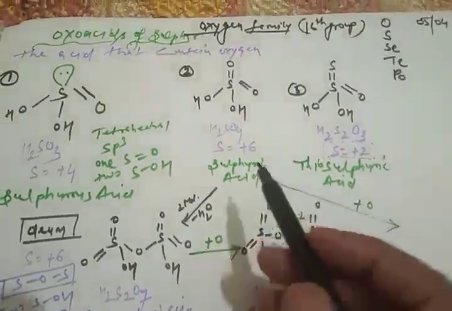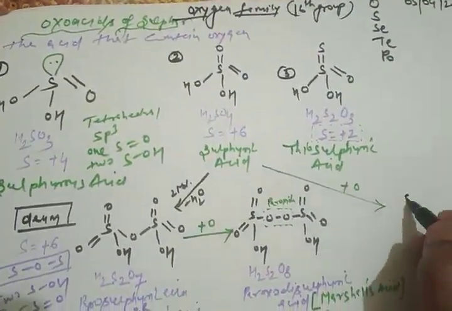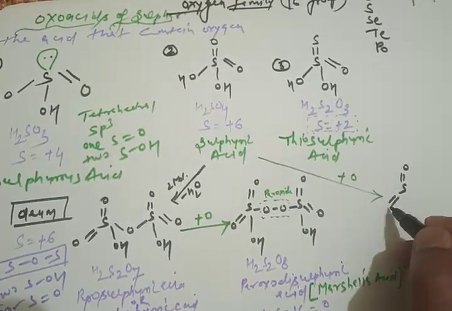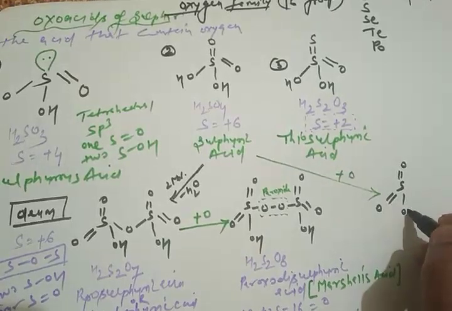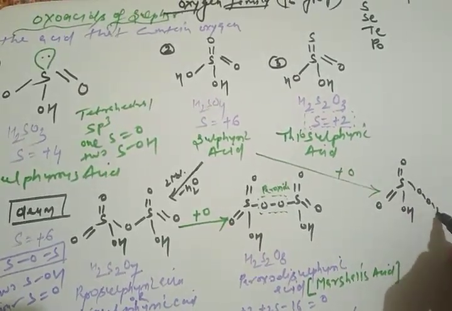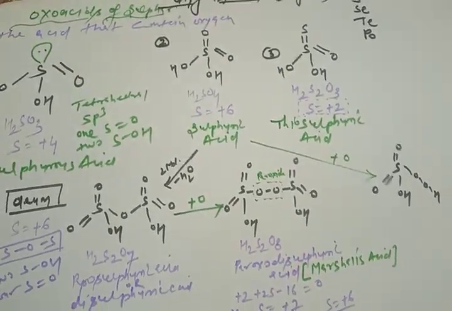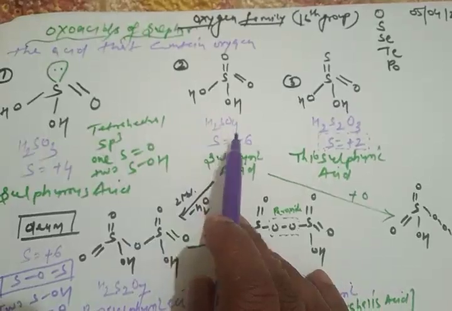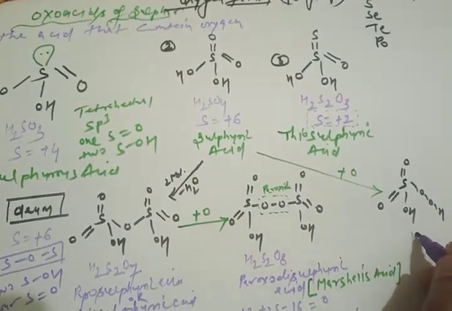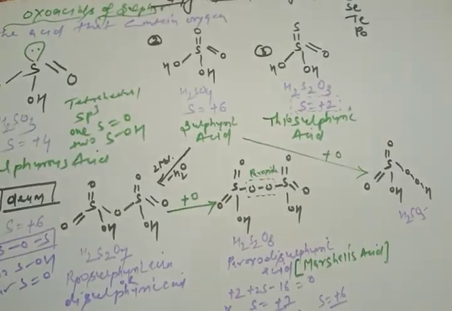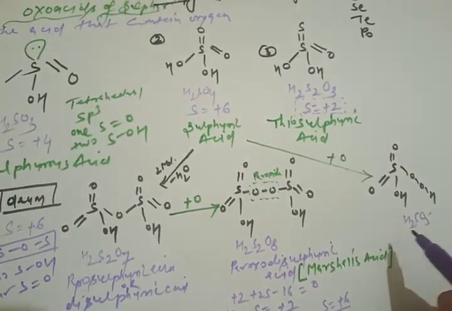Here we have sulfuric acid, and if we add one oxygen here, what will happen with the structure? S is double bonded with O, then S is double bonded with O, one OH is there, and we can put one O in this way. Again it is a peroxide. So the formula here, H2SO4, will become H2SO5, with the addition of one oxygen.